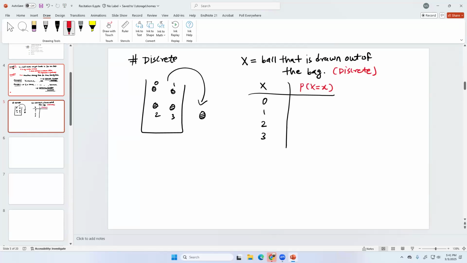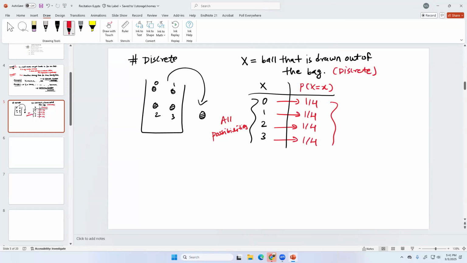Now, what this means is this is the probability of each of the possible outcomes, okay? So when I give you a table like this, what you have to understand is these are all the possibilities, and these are the probabilities with which each possibility can happen, okay? So the probability of me drawing a ball numbered 0 is 1/4. The probability of me drawing a ball numbered 1 is 1/4. So each of the possible outcomes has the same probability, right?